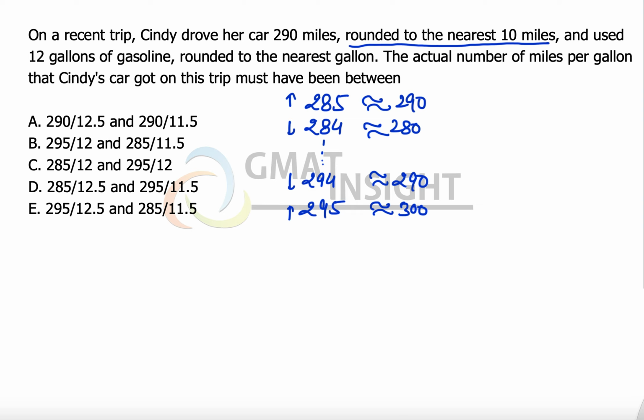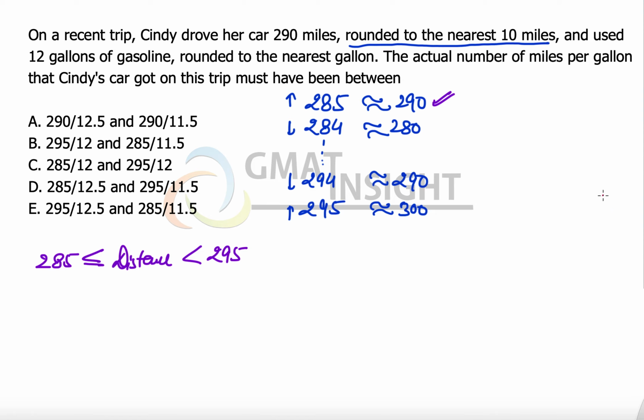Now the question has already shared with us that on a certain trip, Cindy drove her car 290 miles, which was rounded to the nearest 10 miles. That means the distance that she drove must have been less than 295, because 295 is not inclusive. If that is rounded, then it will become 300. So I'm not putting an equal to sign here intentionally. However, distance has to be greater than or equal to 285. Here the equal to can come because 285 rounded to the nearest 10 miles becomes 290, like I have shown here, right? So that's the first information.